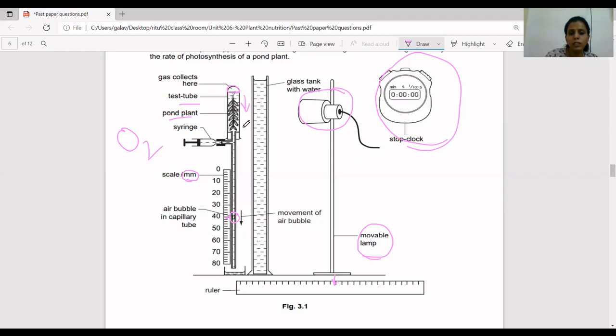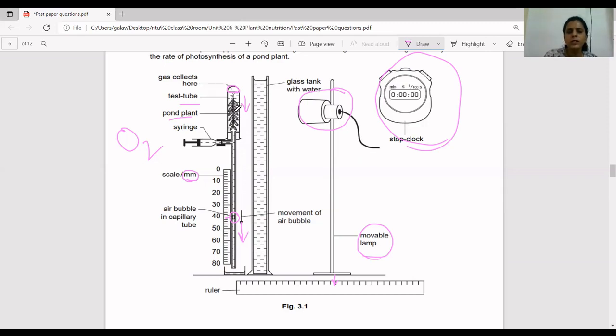Okay, so the water level in the test tube will move down. Now this extra water, which is moving down through the capillary tube, will also move this air bubble in the downward direction. Now I hope you guys are clear with this point.